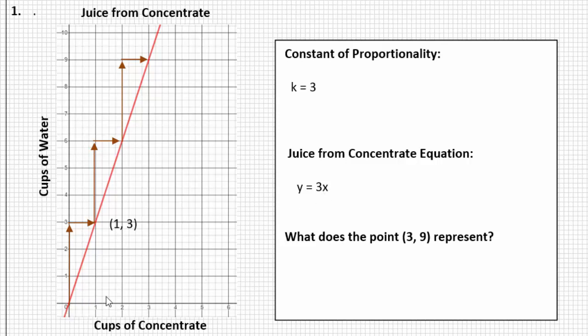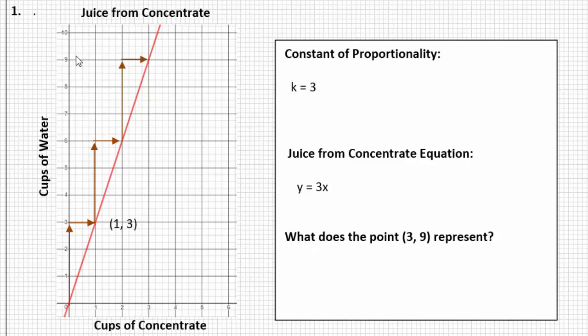If we put 1 in for x, 1 times 3 is 3. If we put 2 in for x, and we look at that on our x-axis, 2 times 3 is 6. If we put 3 into our x variable for our equation, and look at that on our graph, 3 times 3 is 9, and that's what it says on our graph. So we know that we have correctly identified our constant of proportionality and correctly written our equation because it matches what we see on the graph.